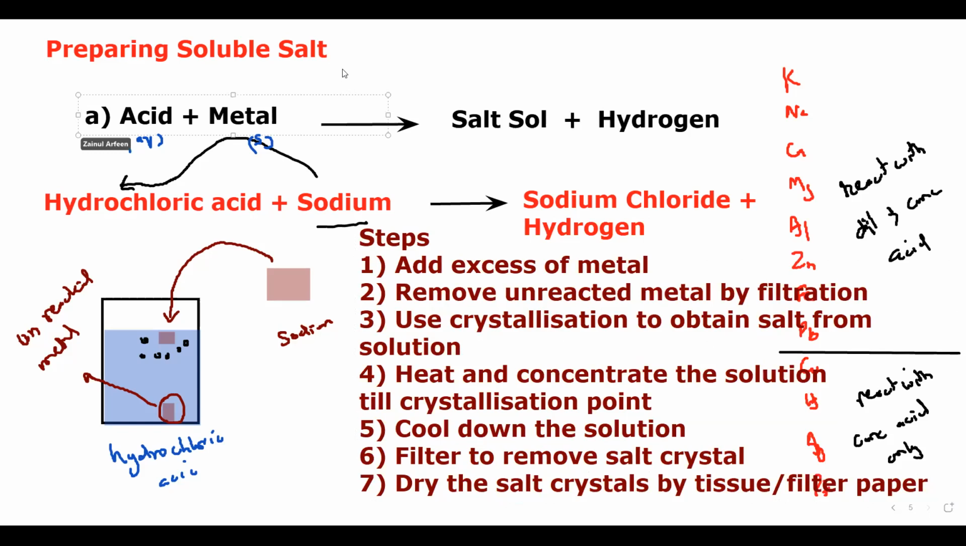Is it clear? The first method to prepare a soluble salt or obtain a salt from the solution is when acid reacts with metal. So when acid reacts with metal, it will give salt and hydrogen, but that salt will be a solution. So these are the points which you have to learn.